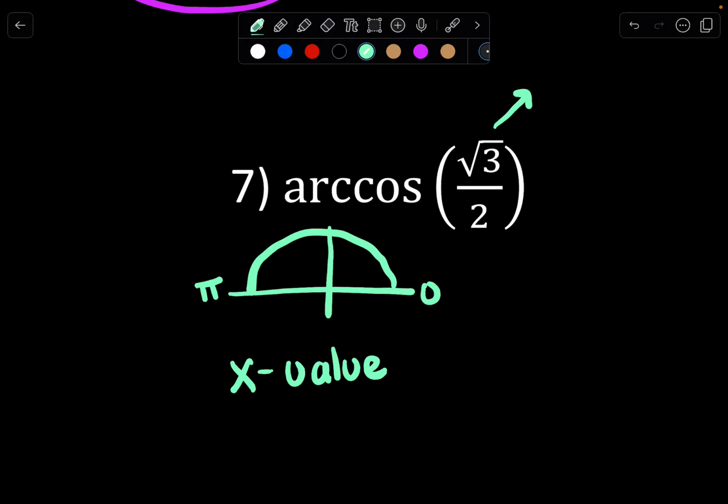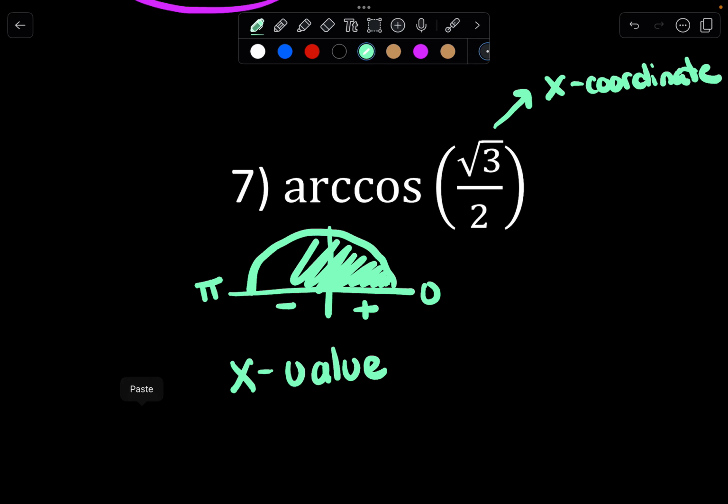So this input, that is x. That's the x-coordinate on the unit circle. And it's positive root 3 over 2. X is positive in quadrants 1 and 4, and it's negative in 2 and 3. But we only have one option, okay? We can only be positive in quadrant 1 because arc cosine is restricted to quadrants 1 and 2. If I think about root 3 over 2, I'm traveling further away from the y-axis, okay? So I found where my coordinate is, x equals root 3 over 2. Now what is the corresponding theta? That's going to be pi over 6.